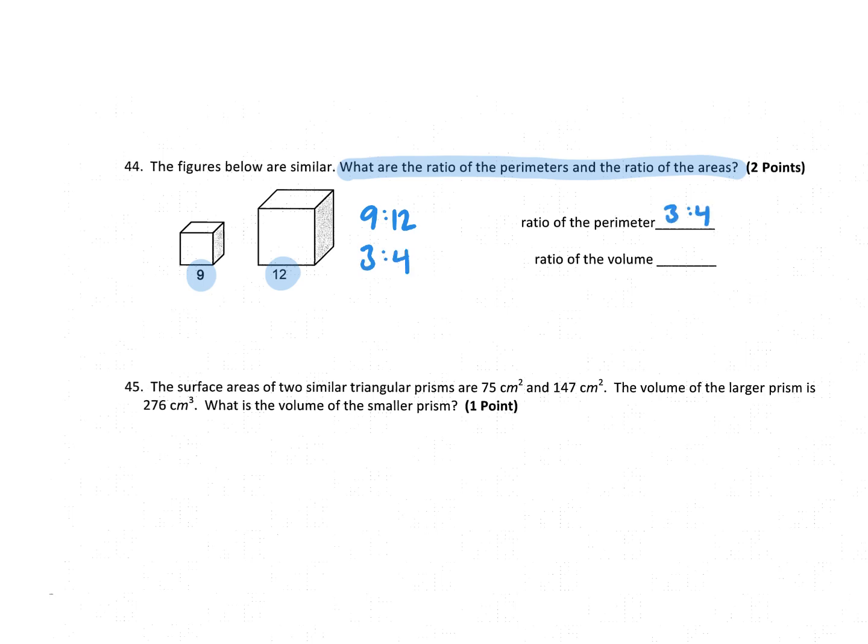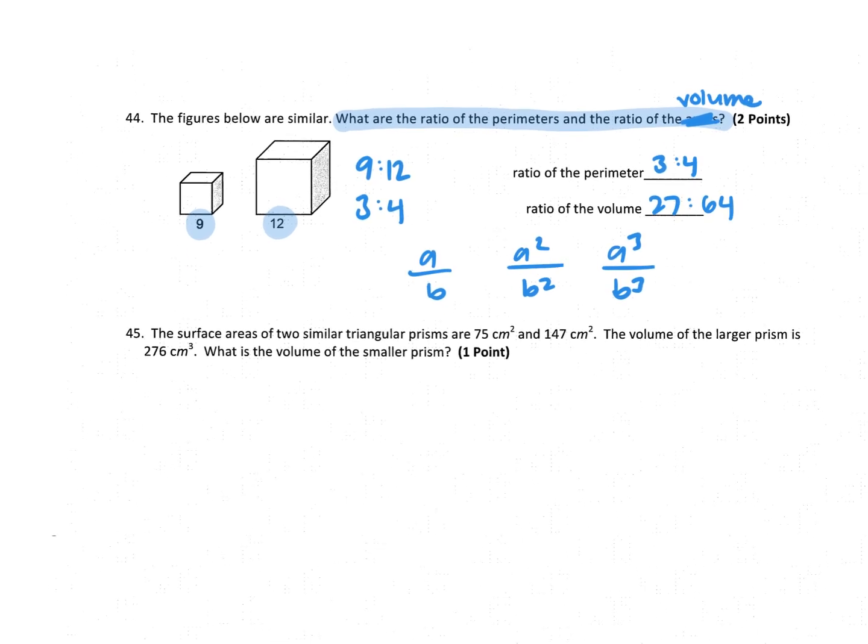Then my volume, oh, interesting, this says volume, that says area. My answer key says volume, so this should actually say volume here. Okay, so for volume, if my perimeter is A over B, area is A squared over B squared, volume is A cubed over B cubed. So we just need to cube 3 and cube 4, so I get 27 to 64.